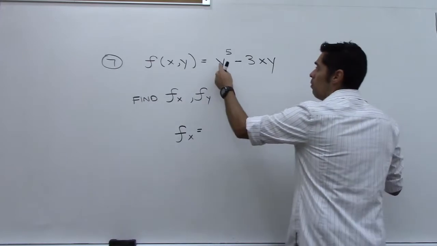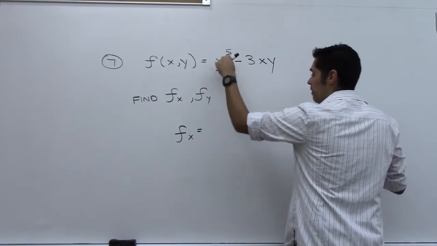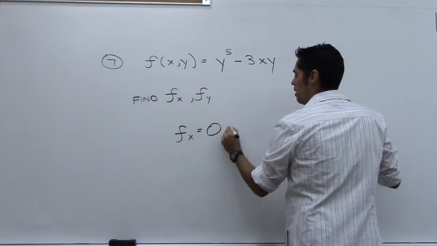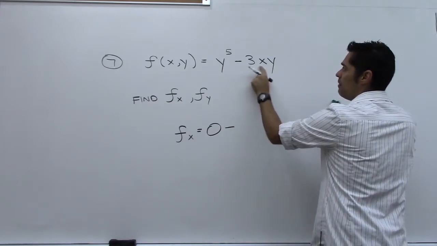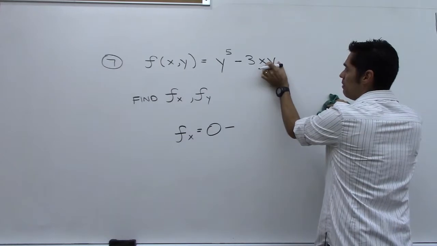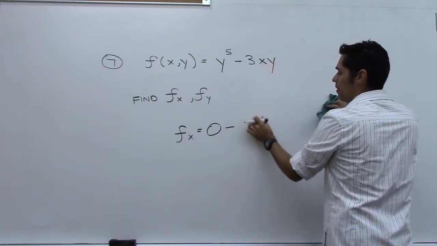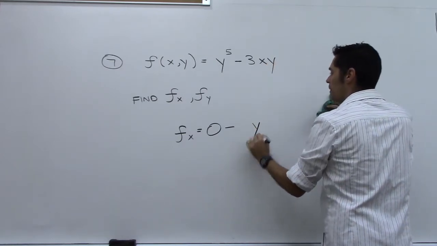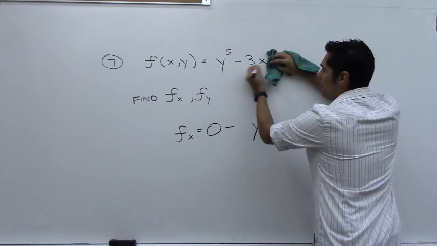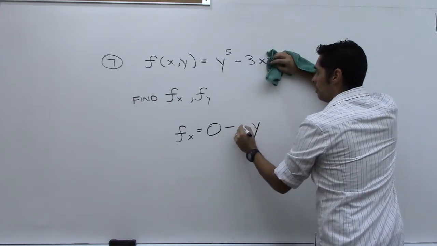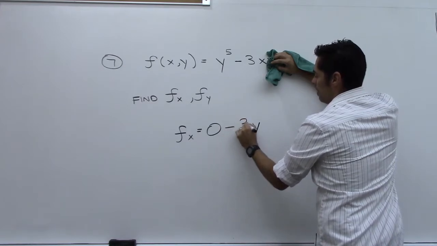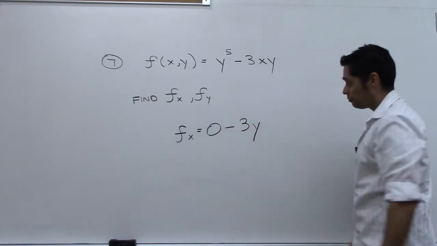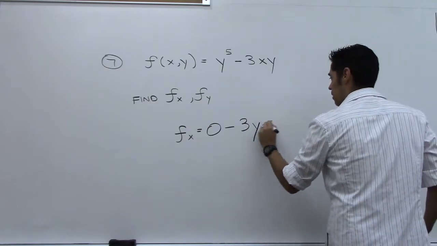So y to the fifth power, that's a constant. The derivative of that is 0. Minus, okay, now y is a constant attached to some function of x, so when I take the derivative of that, the y will come with me. So y is going to be part of my answer. And then the derivative of negative 3x is just negative 3. I have the minus already, and then I'm just going to have 3 here. So the answer is negative 3y.